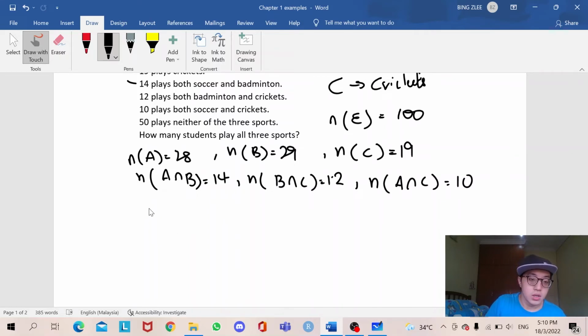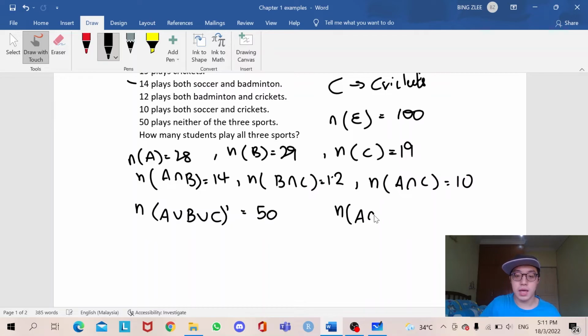What does this mean? So it means that the 50 elements are everything except A, B, and C. So if they play neither of the three sports, we will write everything A union B union C, but they are outside of these three sports because they don't play any of them. So it's A union B union C, complement, is equal to 50. So what is the question? How many students play all three sports? Which means you are to look for the number of elements of A intersect B intersect C.